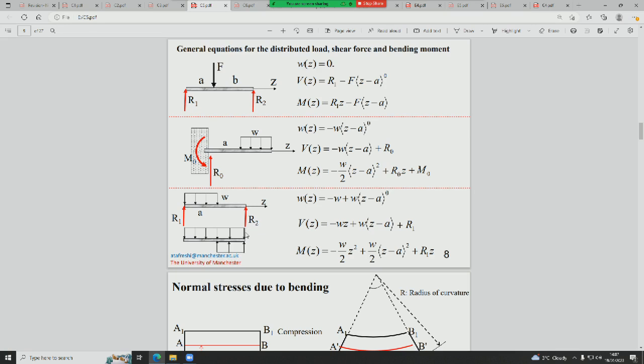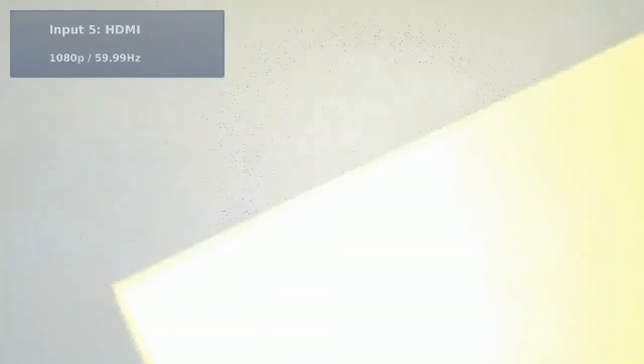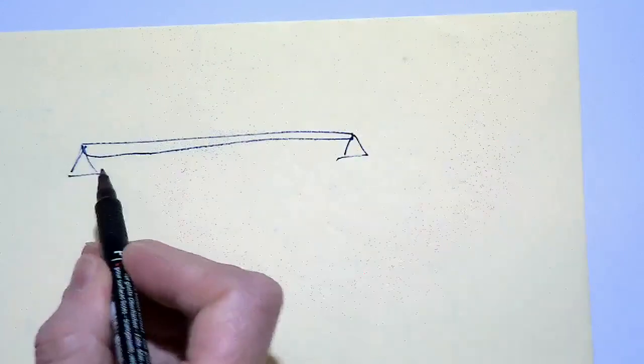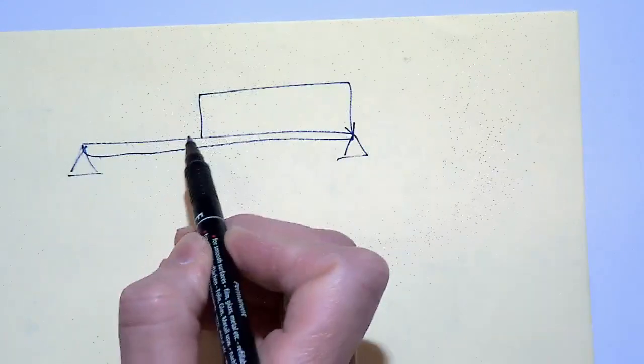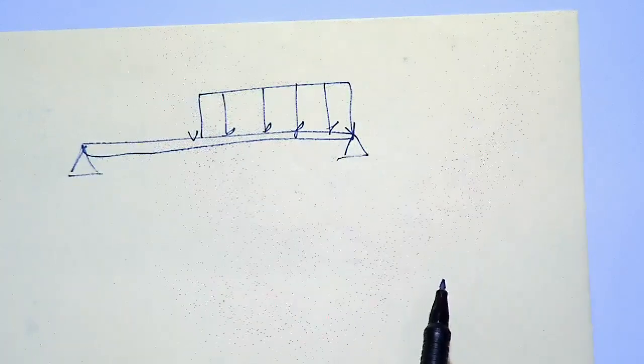Simply supported. Okay, this is simply supported as well. No, in the simply supported one, if the uniform distributed load is on the right hand side, it doesn't make any difference. Okay, yeah, right. I understood what you said. So this is a simply supported beam, and this is on the right hand side. Now, if you look at those equations, I'm not talking about the support. It doesn't affect the solution.